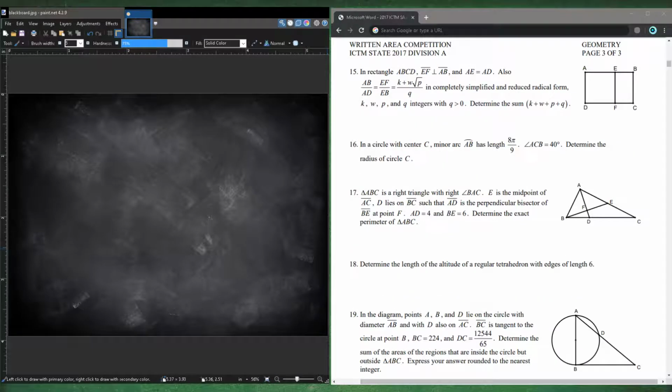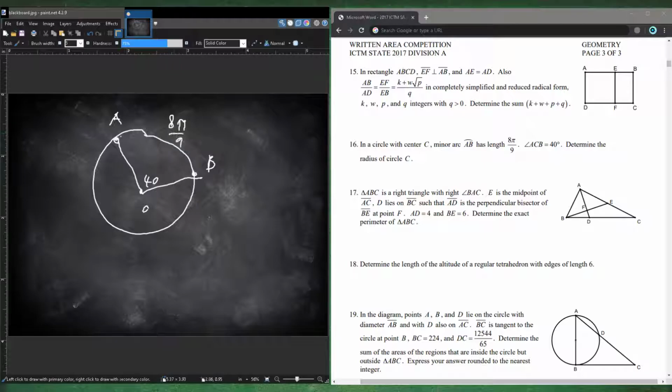Number 16. In a circle with a center C, a minor arc AB has length 8 pi over 9. So that's our arc, 8 times pi divided by 9. ACB is equal to 40. So what that says is, let's say, minor arc AB in this circle C, and they say ACB is 40. It's not really drawn to scale. And they said this arc was 8 pi divided by 9, and then determine the radius.